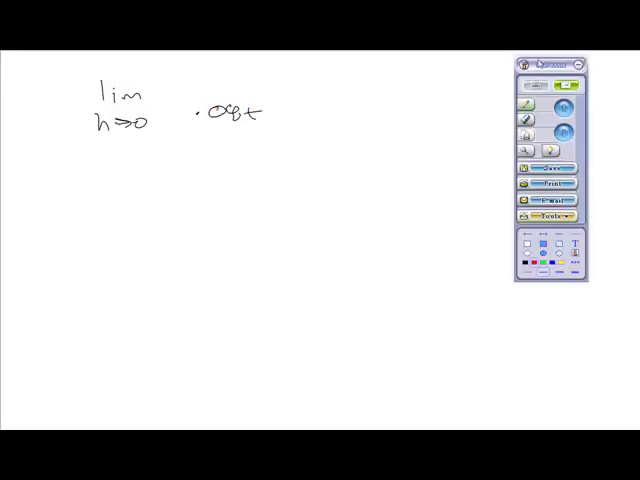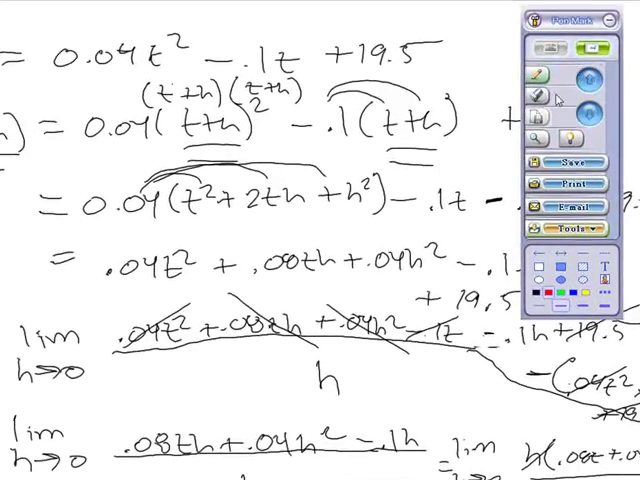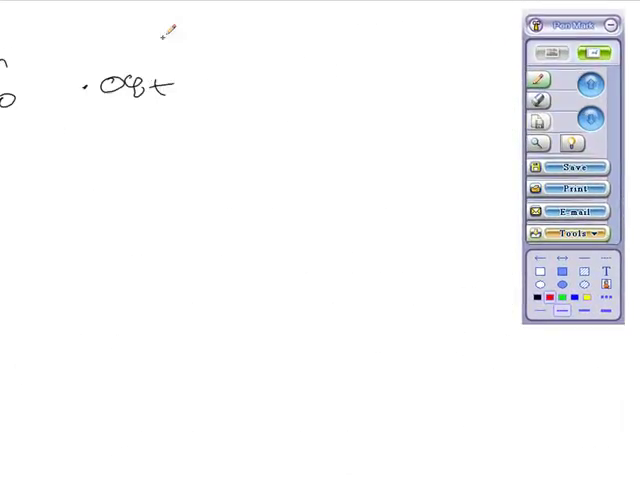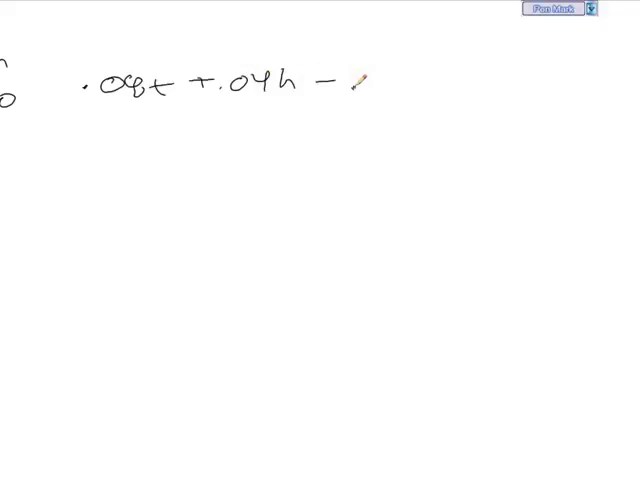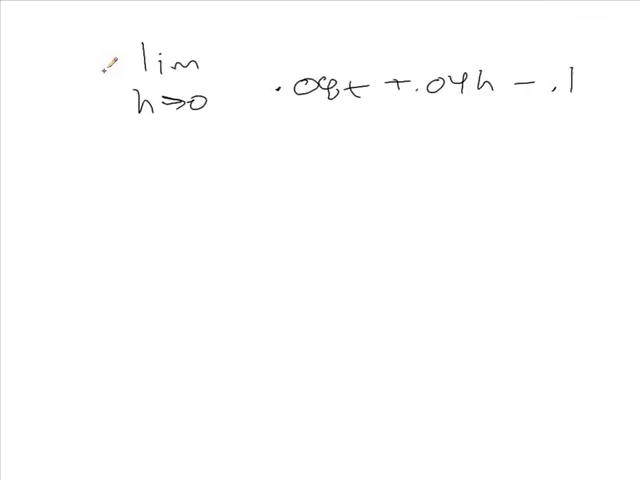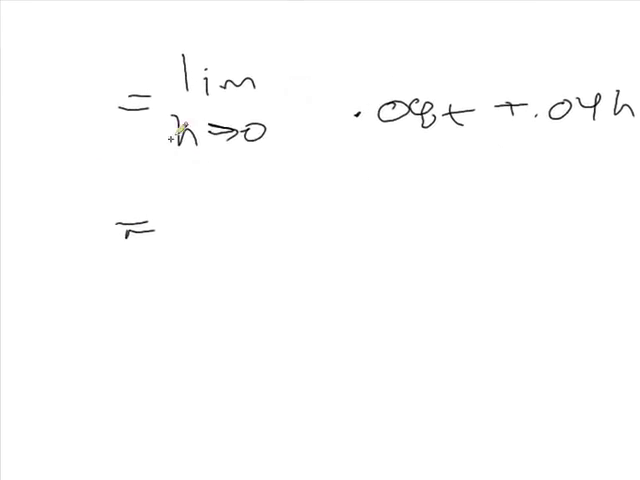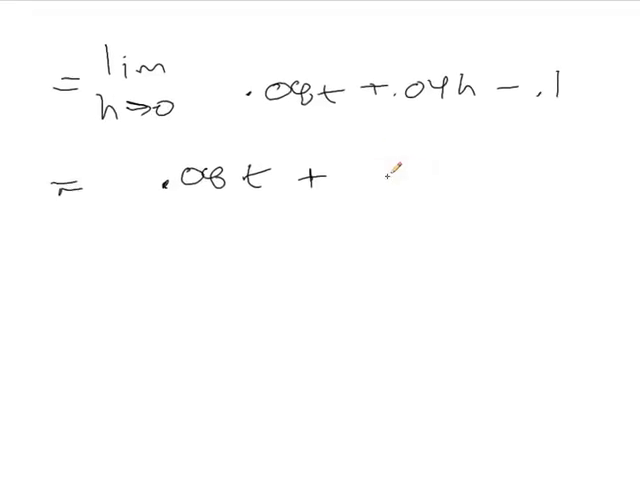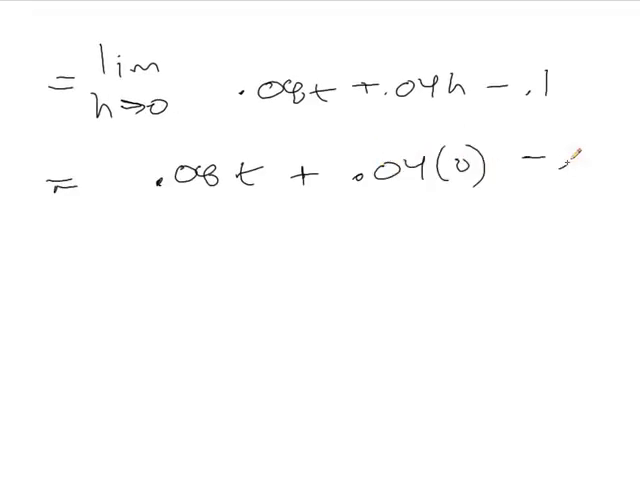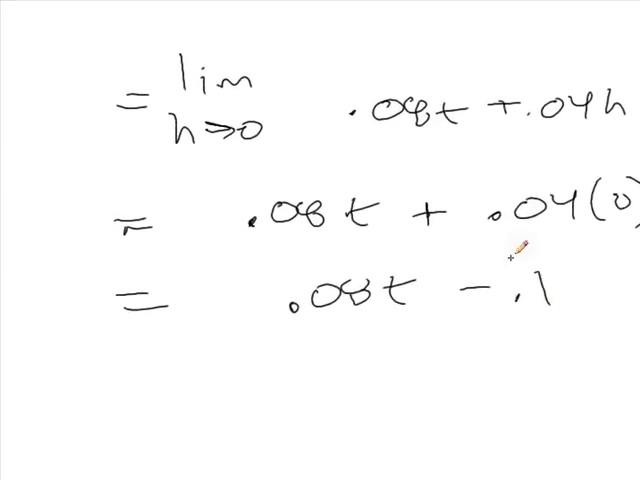Gets kind of messy here. Try that again. The limiting slope as h goes to 0 of 0.08t plus 0.04h minus 0.1. And so now because I've canceled out the h in the denominator, now I can go ahead and put my little reminder into effect, and I can replace h with 0. I don't need the limit reminder anymore because now I'm taking care of that. And so my slope function is 0.08t minus 0.1.